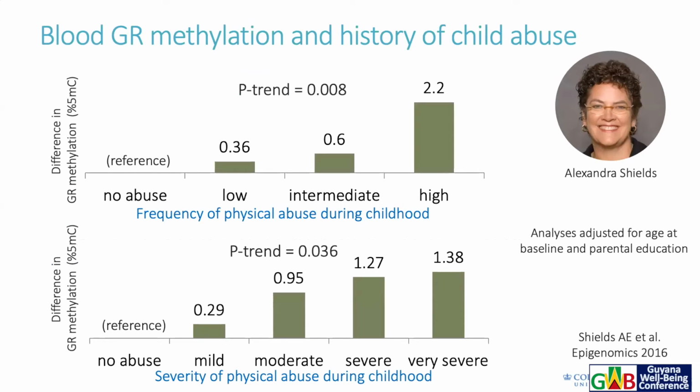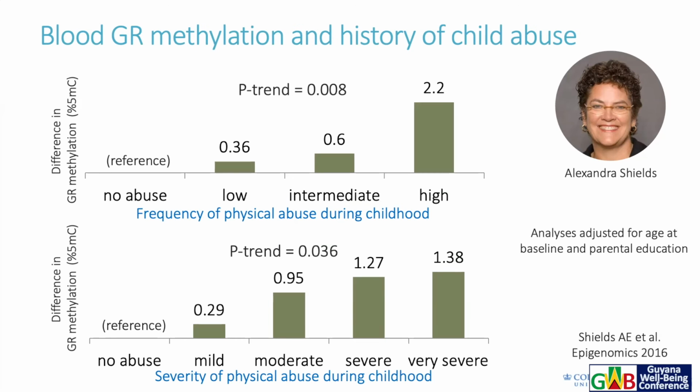And this is what we found. If women reported a history of child abuse, and you can see the frequency of physical abuse during childhood and the severity of physical abuse during childhood, there was an increasing level of methylation in the glucocorticoid receptor in blood. Please note that they are reporting abuse when they were children, but we are measuring their blood in people who are now middle-aged. And so this really shows the idea of programming or long-term changes in DNA methylation.